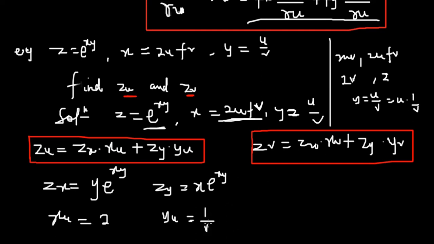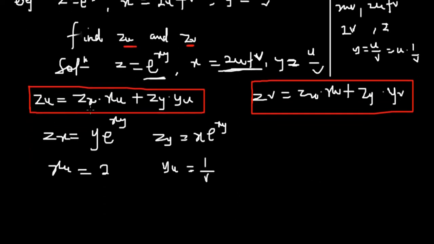1 over v, because when you partially differentiate u multiplying 1 over v, or uv, you end up with 1 over v, because the u will convert to 1. Now let's just use the expression.